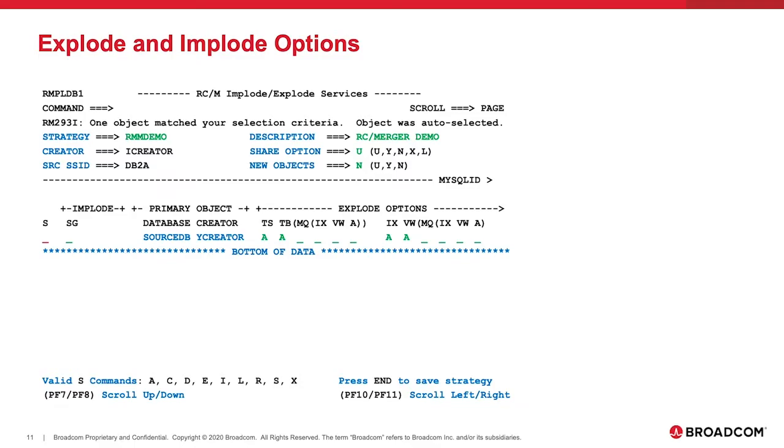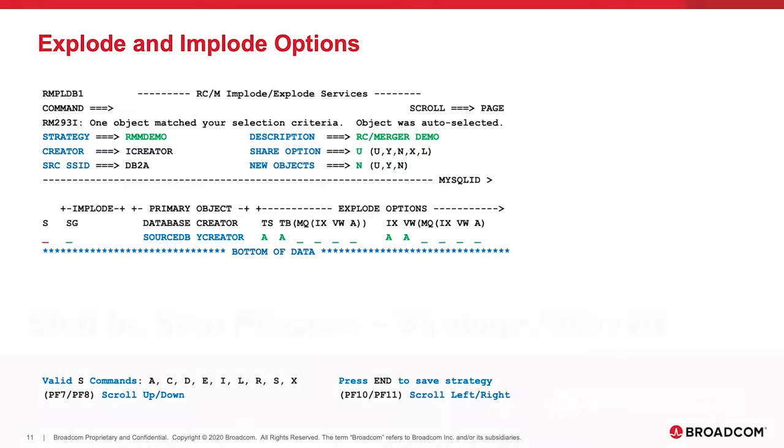In this case, we are going to explode objects below the database. This is a very simple example, so we can just choose to include table spaces, tables, indexes, and views. The letter A that we see here under those selected columns means that we want RC Merger to auto-build all related objects for us. We could put an S instead, and we would then be able to choose which objects to include. For example, if we only wanted to migrate some of the table spaces, we could put an S under the TS column and then choose which table spaces to include. Once done, we type end or PF3 and our strategy is saved and we're ready for the next phase of the process. The next step is to analyse the strategy.